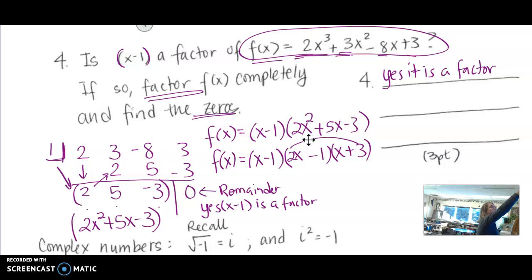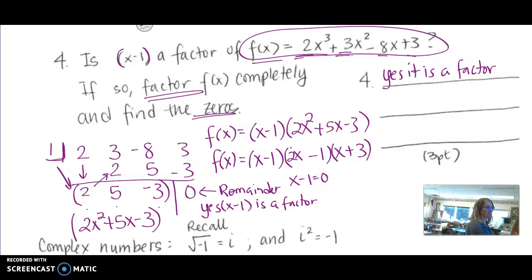Oops, I just wanted to get rid of this little line right here. Okay, now we're completely factored. That is completely factoring the polynomial because we are down to linear factors. And when you have a linear factor, it is prime. And so what you do is you set each factor equal to 0 and you solve it.